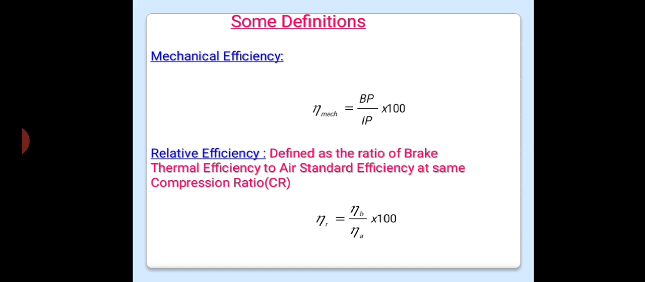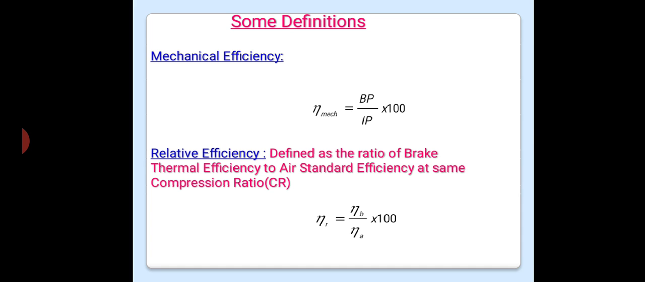Mechanical efficiency. It is defined as the ratio of the brake power to indicated power. So we can say mechanical efficiency is equal to BP upon IP into 100.